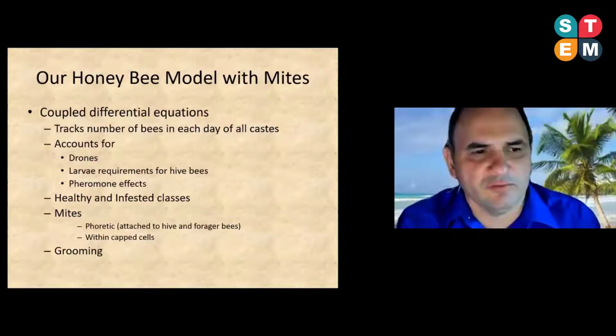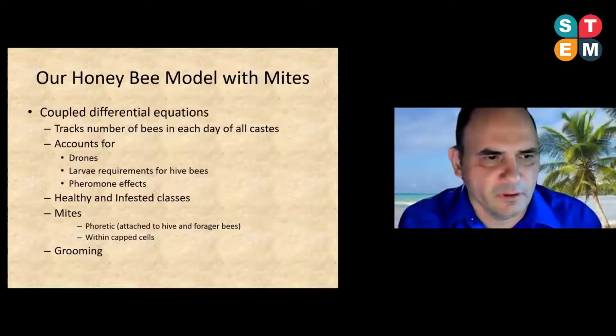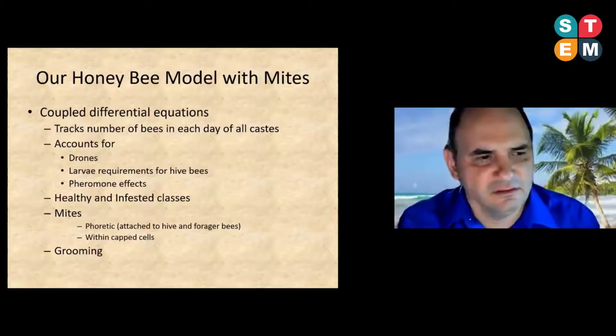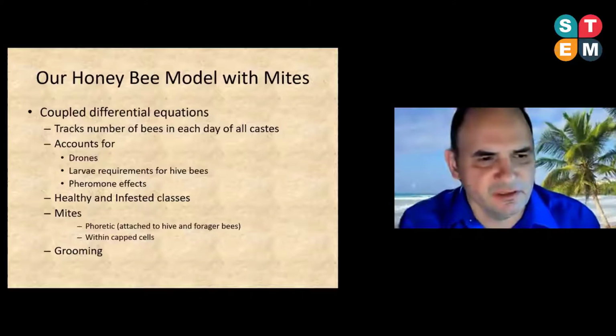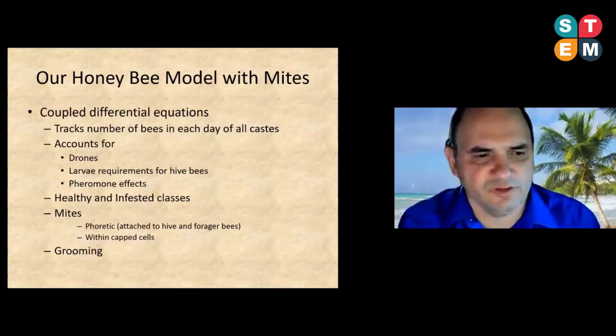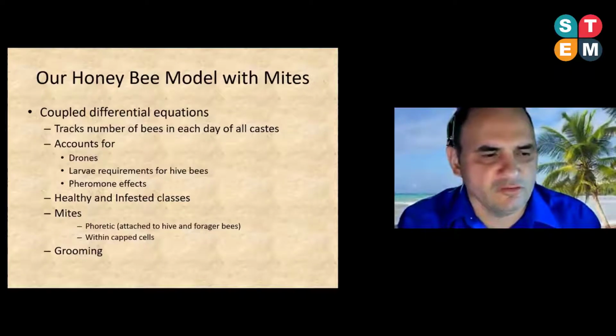We do account for the larvae requirements for hive bees, or if there are insufficient hive bees, that reduces the survival of the larvae. We account for pheromone effects and the maturation changes it causes in the hive bees. We do have healthy and infested classes within each caste. So the healthy ones do not have the mites, and the infested classes do have the mites attached. As far as the mites, we do look at the phoretic stage when they're attached to the hive and forager bees, and the reproductive phase when they're within the capped cells. We do also allow for grooming, in which bees remove the mites.